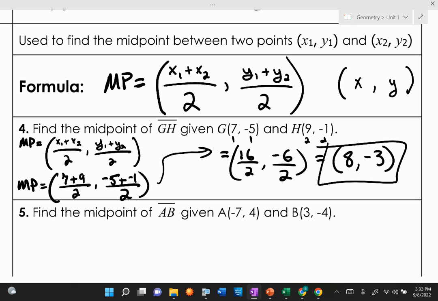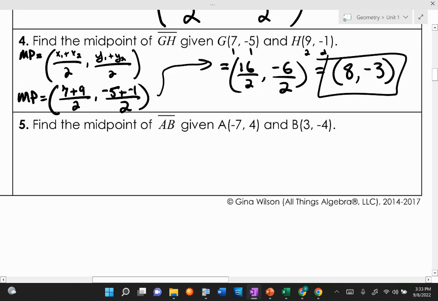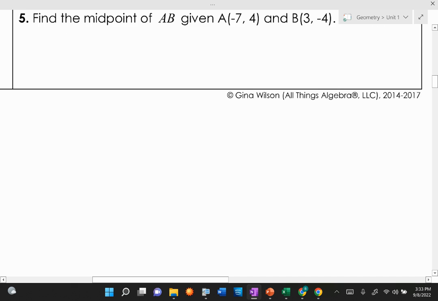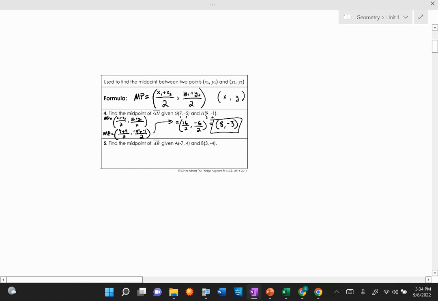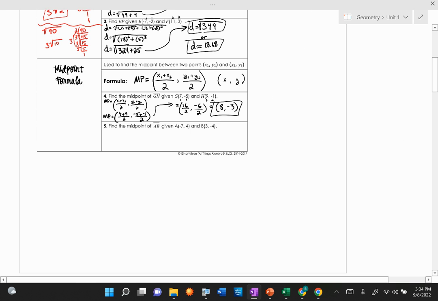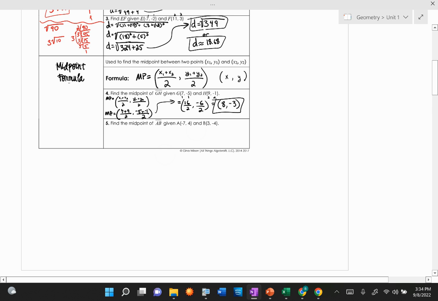That's actually a lot. Yeah, this one, in my opinion, is easier than the distance one. Yeah. With this one you can also choose which one is point 1? Yep. Okay, I would like for you to do number 5 on your own.